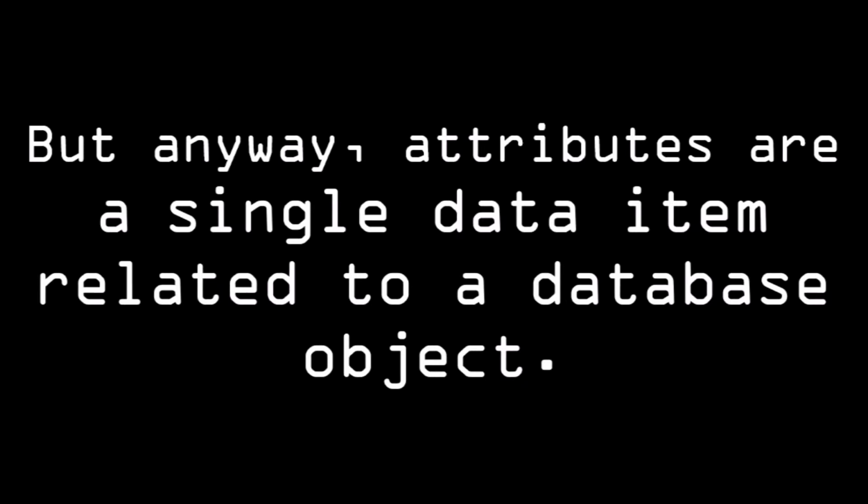Oh, I'm sorry. I don't know why that went off. But anyway, attributes are a single data item related to a database object. They are represented by columns on a table. But if attributes are columns, then what are rows? Rows are used to represent records.